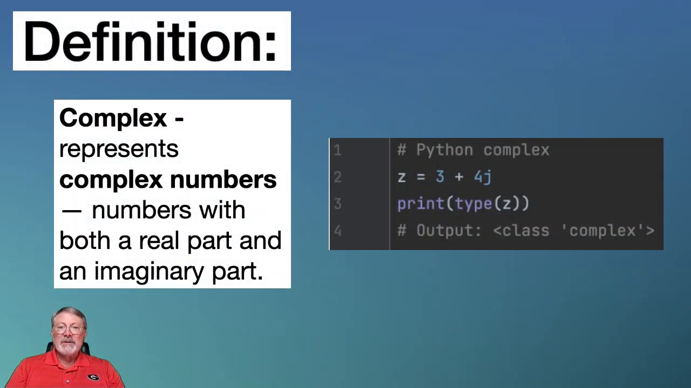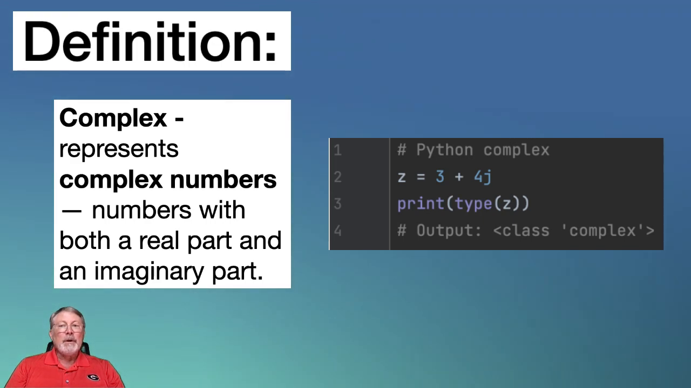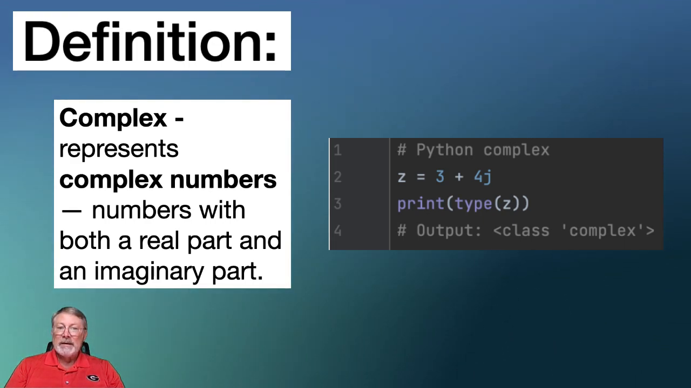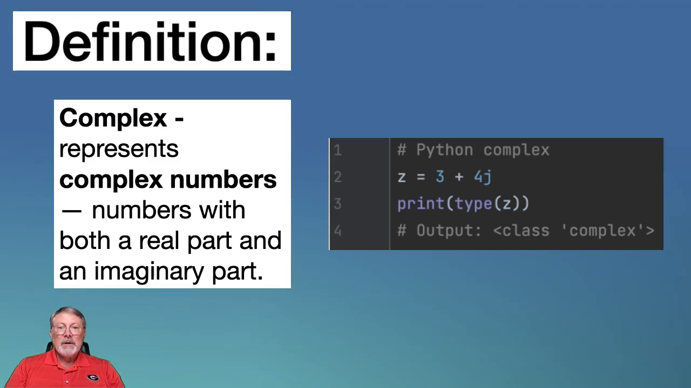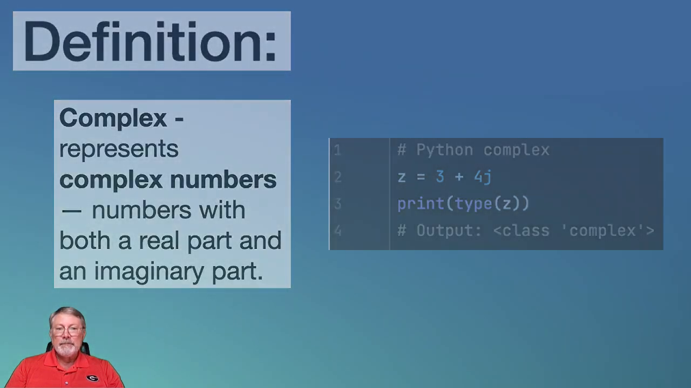Let's get into it. In Python, complex is a built-in data type that represents complex numbers, numbers with both a real part and an imaginary part. Python uses j to represent the imaginary unit. So 4j means 4 times the square root of -1.